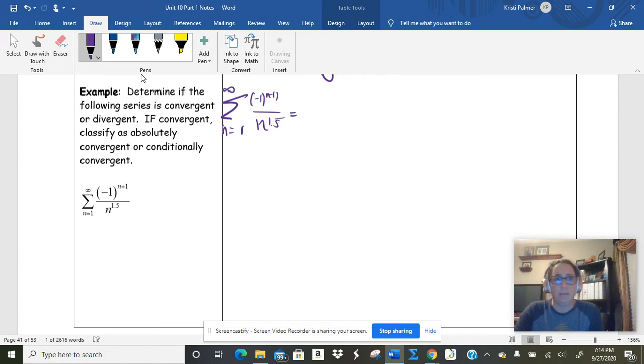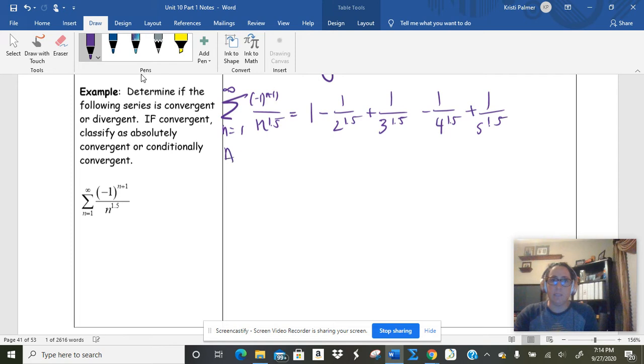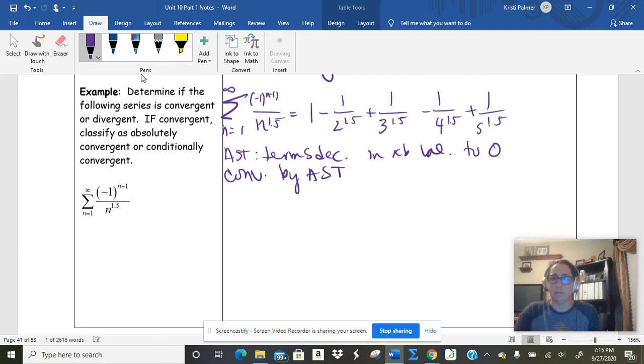Okay, so at 1, that's going to be a positive 1. And then 2 is a negative 1 over 2 to the 1.5, and then 3, and then 4, 5. And here on this alternating series test, I can see that the terms decrease in absolute value to 0. So this converges by the alternating series test. So we know we have a convergent series.